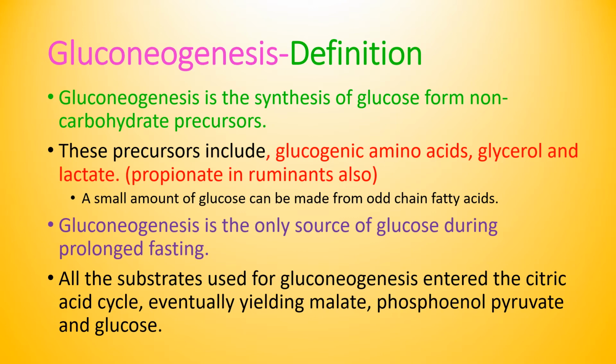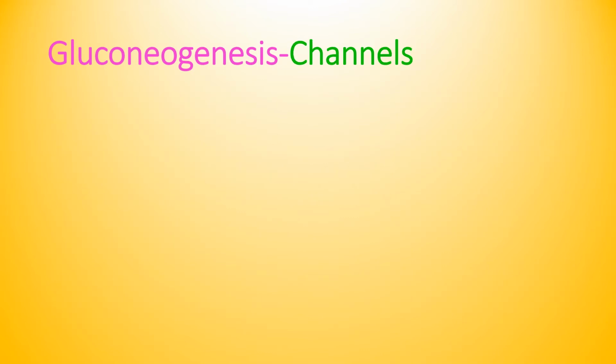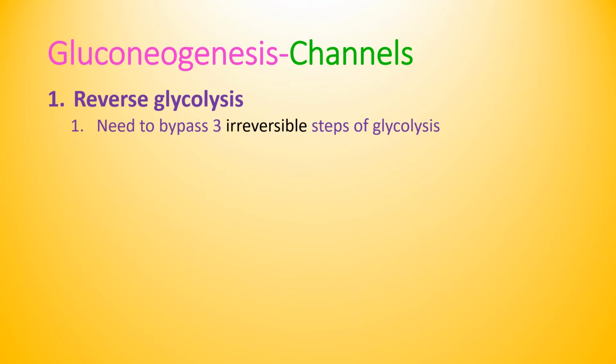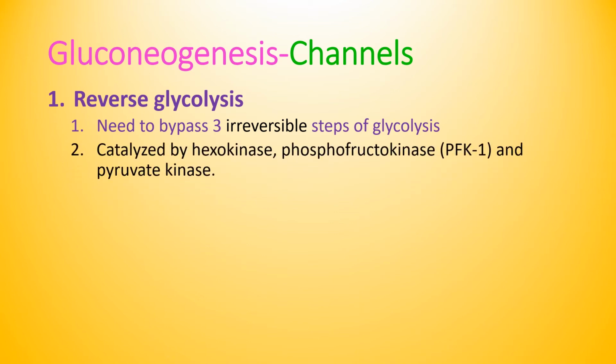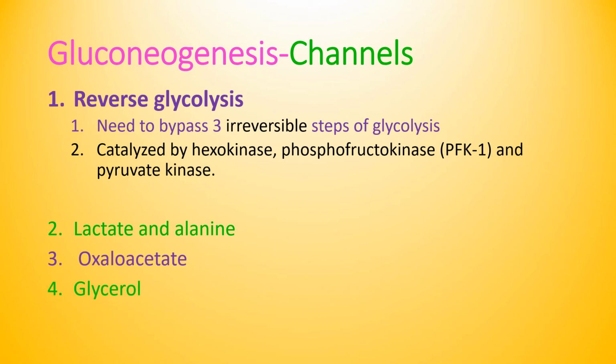So all the substrates which are used for gluconeogenesis enter the TCA cycle, and eventually they yield malate, phosphoenol pyruvate, and glucose. Channels of gluconeogenesis. The first one is reverse glycolysis, and it needs to bypass 3 irreversible steps of glycolysis. These steps are catalyzed by hexokinase, phosphofructokinase 1, and pyruvate kinase. The second is through lactate and alanine. Third one is oxaloacetate, and the fourth one is glycerol. So these are the 4 major channels of gluconeogenesis, and we will discuss one by one in the next slides.